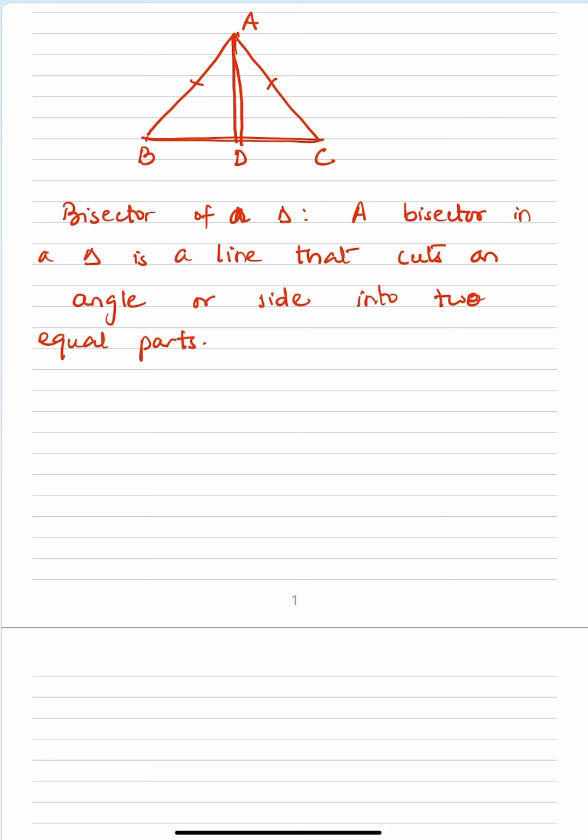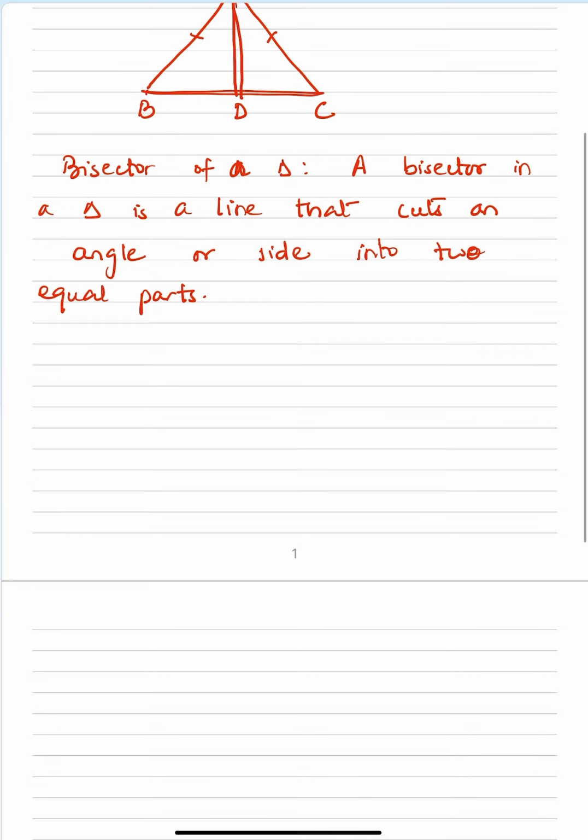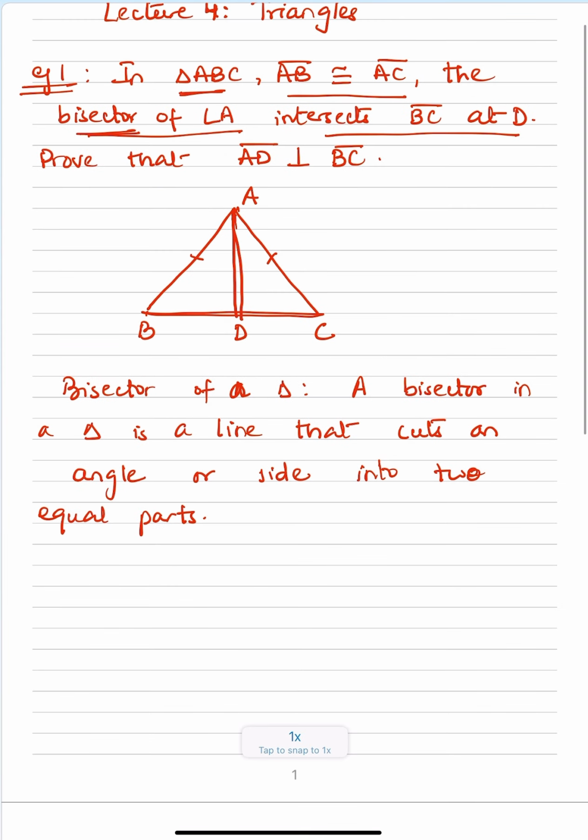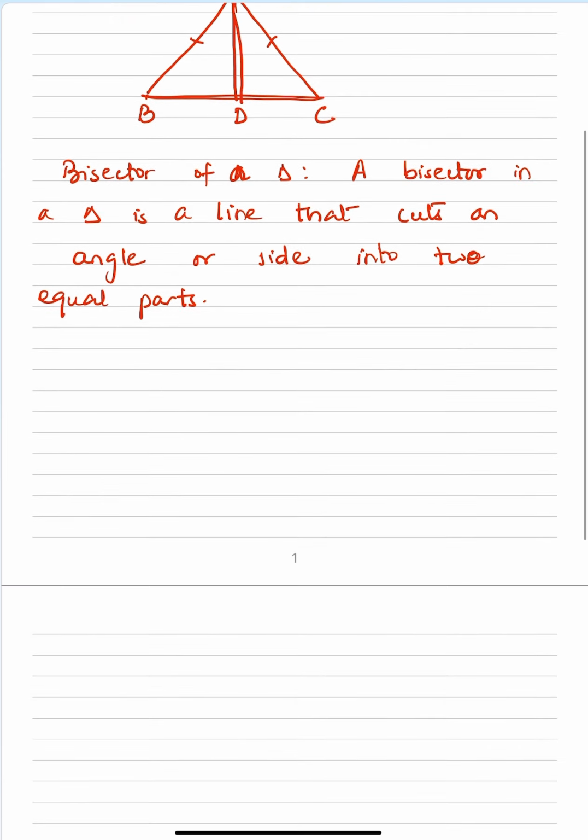Okay. Now they have asked us to prove that this AD is perpendicular to BC. We also have one definition, that is perpendicular bisector. What is the meaning of perpendicular bisector? It means a line that divides one of the triangle's sides into two equal halves at 90 degrees. Now see, you should first understand the statement of the given sum. The bisector of angle A intersects BC at D and we have to prove that AD is perpendicular to BC.